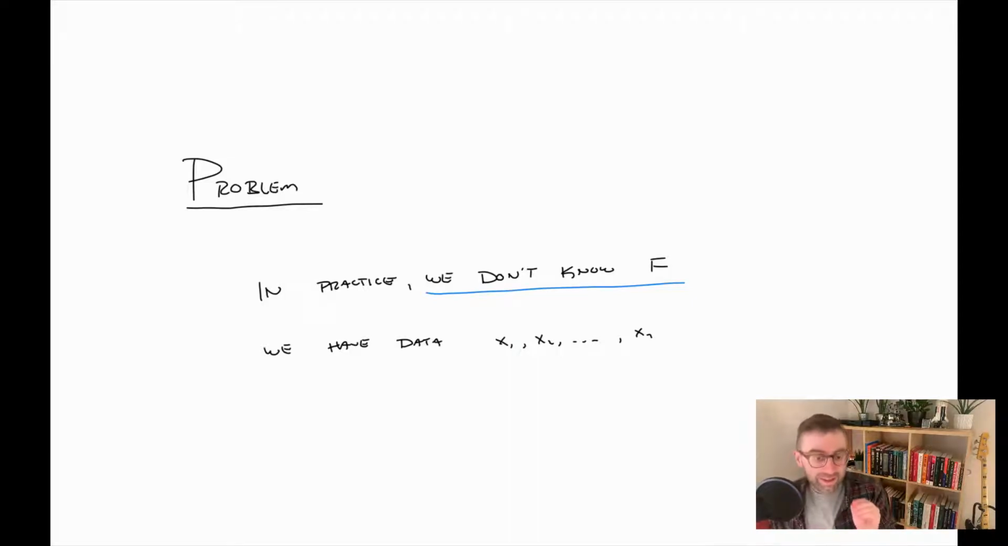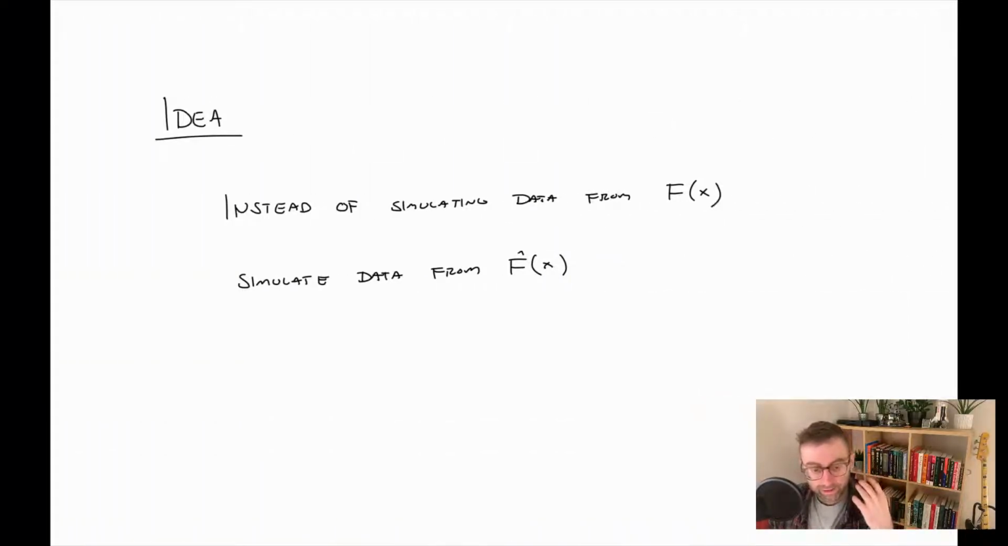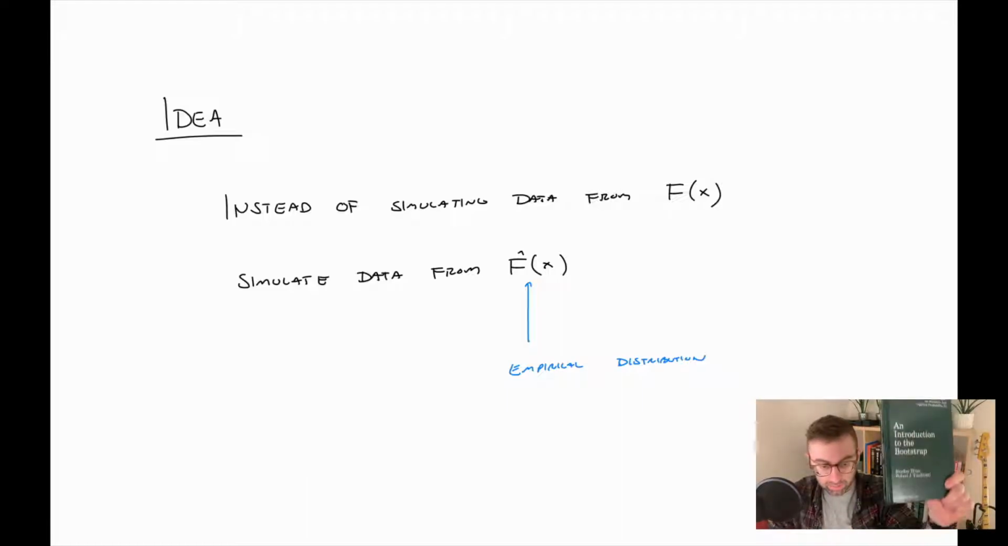Turns out there's a really, really clever idea that can get around this. Don't simulate from the true distribution. Simulate from the empirical distribution. If you do that, what you have arrived at is something called the bootstrap, which is developed by Bradley Efron. It's a name you'll probably hear a few times in statistics.